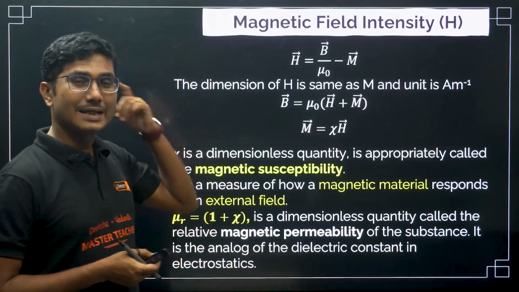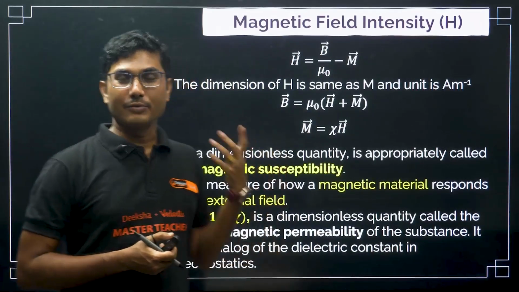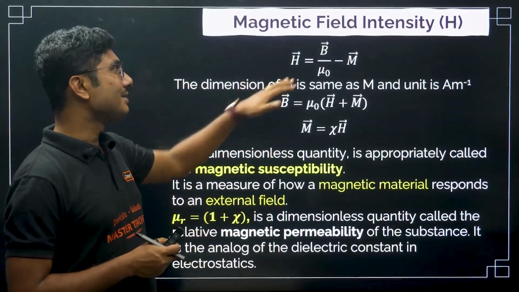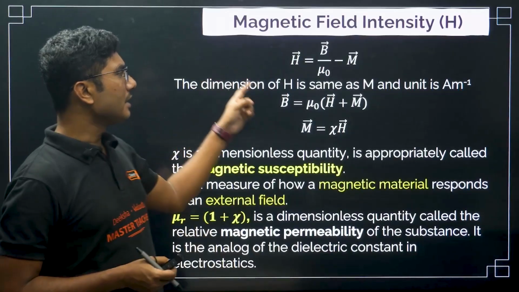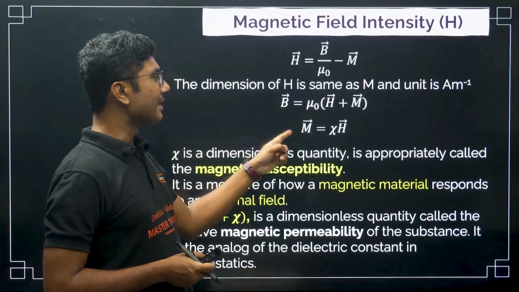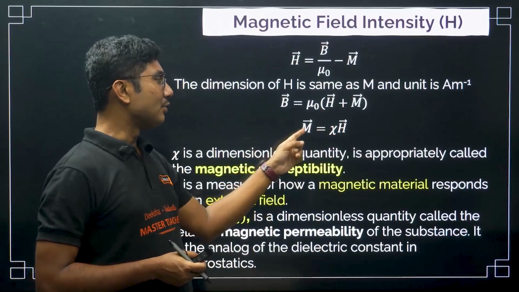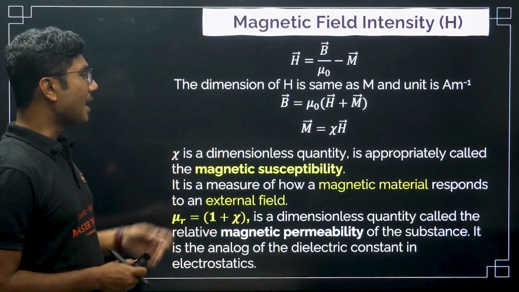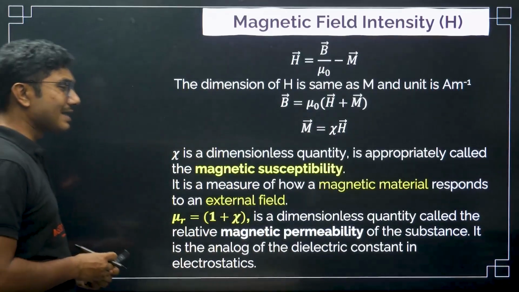Now it basically gives you a measure of how, if you apply an external field, that will magnetize a particular material. That is the measure of magnetic field intensity. Directly you can convert this and write the magnetization and magnetic intensity as M equals chi into H. So chi is a dimensionless quantity and is appropriately called magnetic susceptibility.